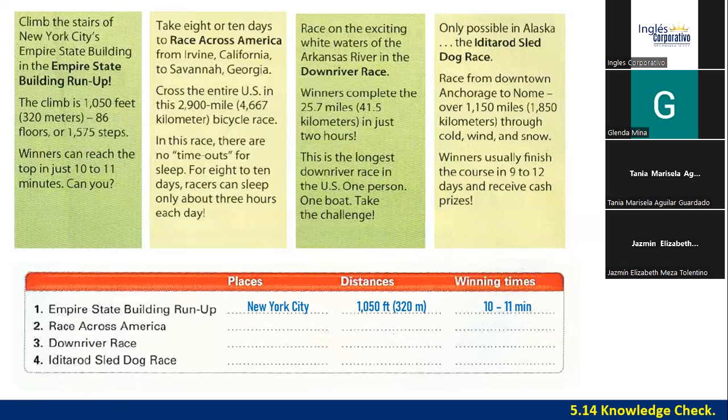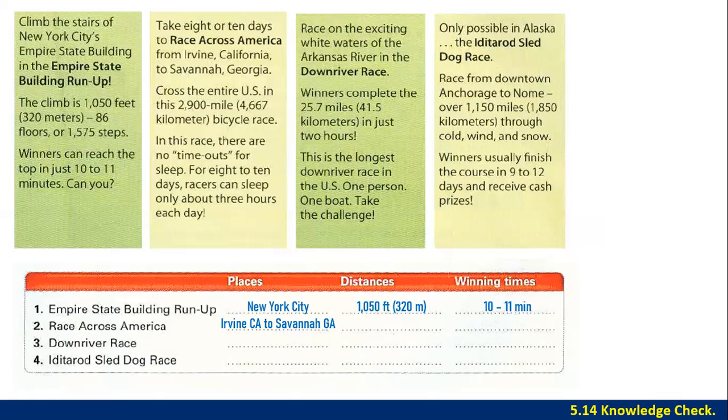Irvine, California to Savannah, Georgia, right? Muy bien. Distances. 2,000 and what? And 900 miles, right? Or 4,000. Six hundred sixty-seven kilometers. Muy bien.